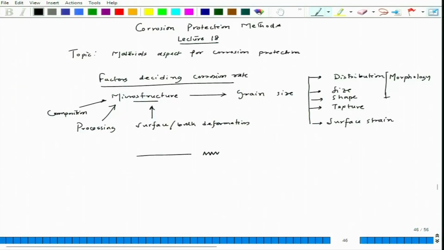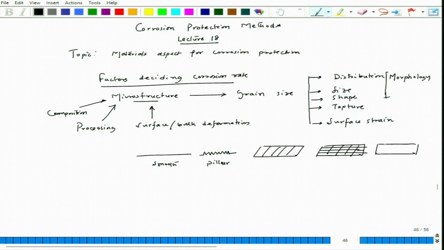So, for example, one particular structure could be smooth like this, there could be a structure like pillared, smooth, then scratch. So, if we talk about the surface, the scratch could be in one direction, the scratch could be in a particular pattern. Let us say this is the pattern scratch, there could be irregular scratch, okay. So, these are scratched surfaces. So, we are talking about the surface texture, the physical appearance of the surface, and its corrosion behavior can differ. Now, these are basically coming from the materials aspect.